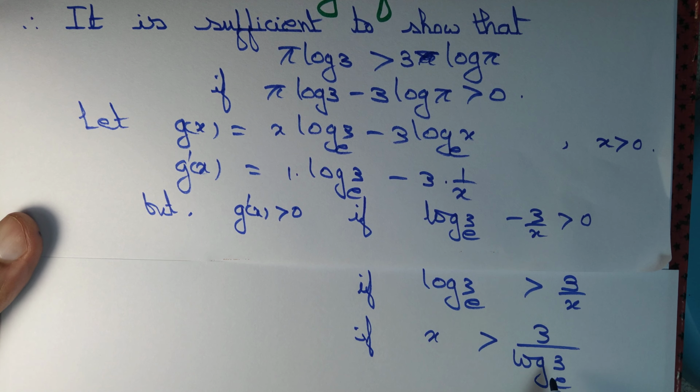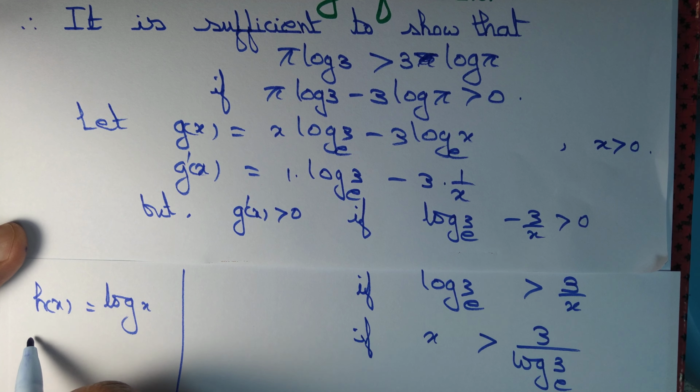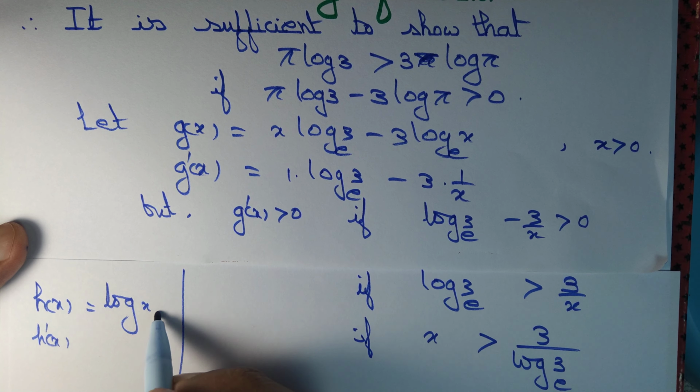Now, what can you say about this number? Let's define another function, h of x, to be log x. Then what can you say about h dash x, for x greater than 0? Log is defined only for positive quantities. h dash x, the derivative of log x, is 1 by x, which is greater than 0. Therefore, h is also monotonically increasing. So h of 3 is greater than h of e.